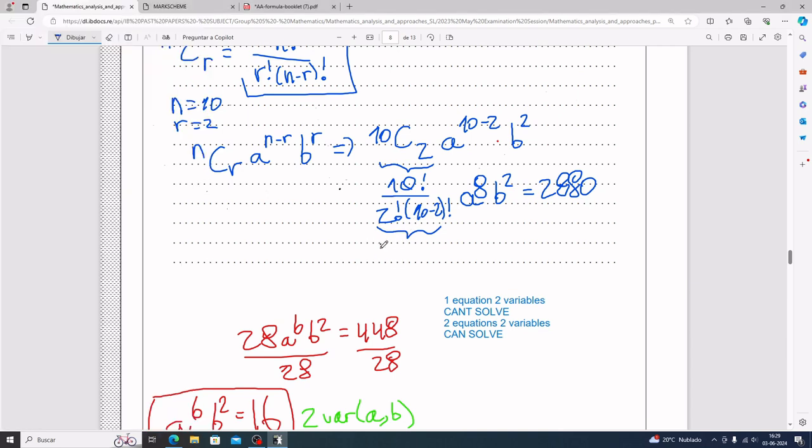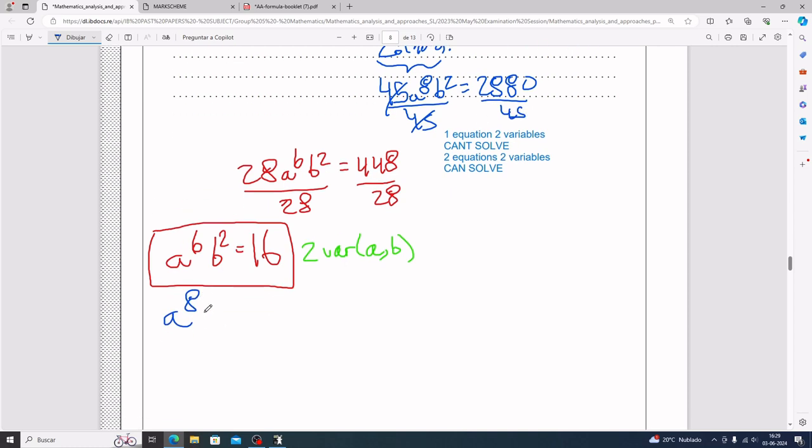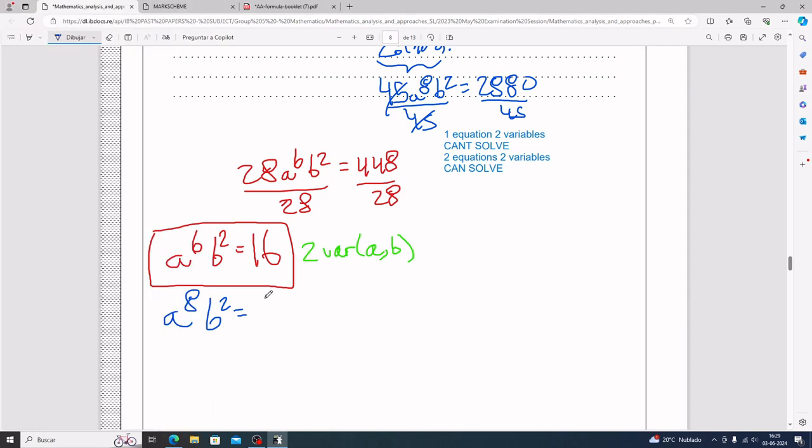So basically you end up with 45 a to the power of 8 times b squared equals 2,880, right? Now, if you want to finish getting a and b alone, you can divide by 45 on both sides. This goes away with this. You end up with a to the power of 8 times b squared equals 2,880 divided by 45, which is 64. So this equals 64.